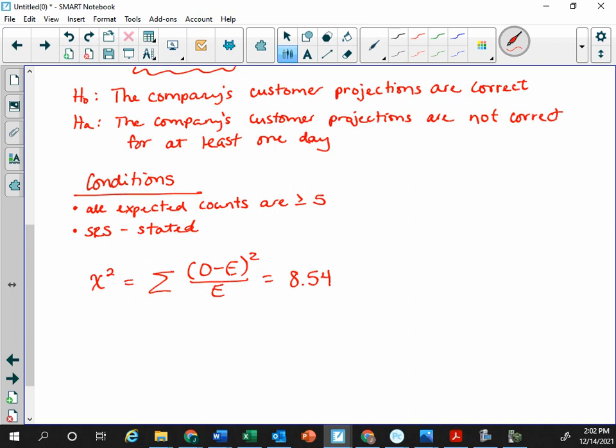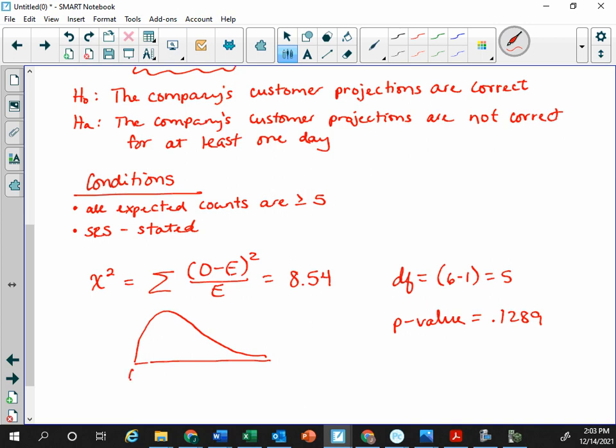Guys, a couple other things you want to list. We want to list our degrees of freedom. Just tell me, hey, I did 6 minus 1, which is 5. And then I'm going to make the sketch and also list the p-value over here. Is it 0.128 something, 89 maybe? So guys, what you label on your sketch, this is always 0. And then it's your chi-square value that you are labeling here. And then we shade.